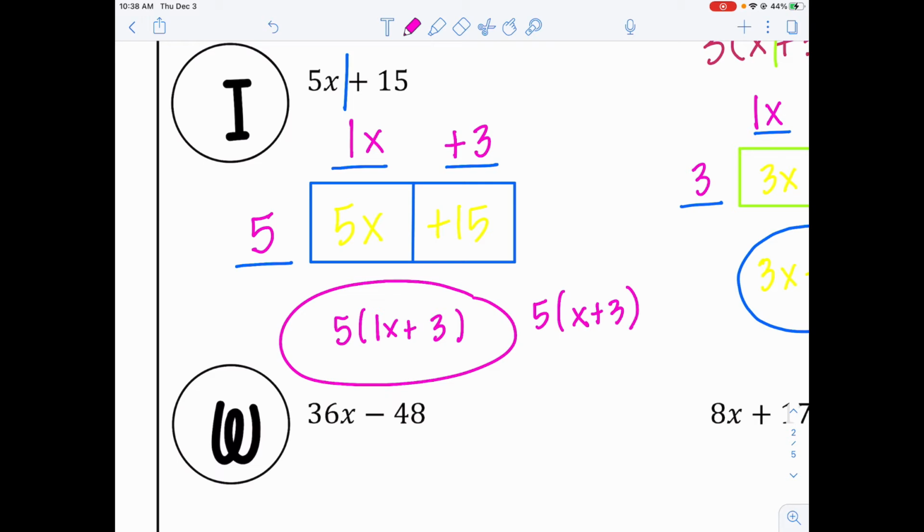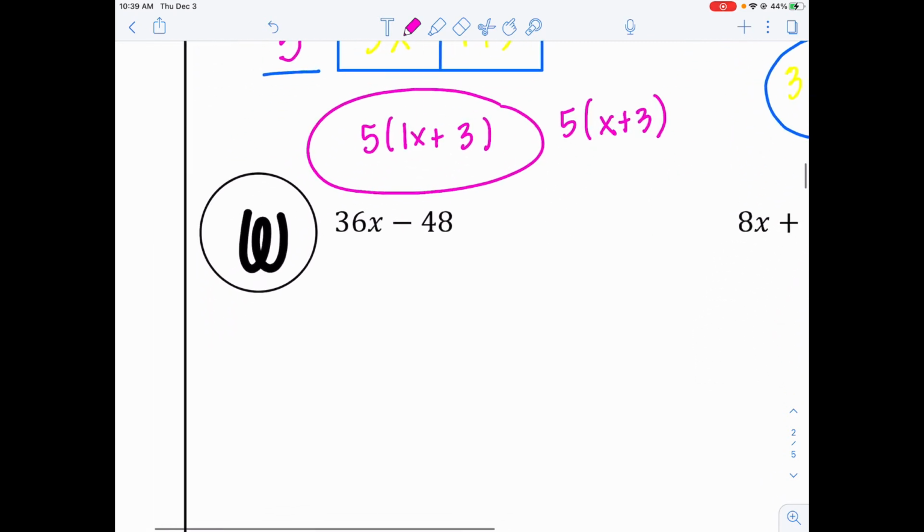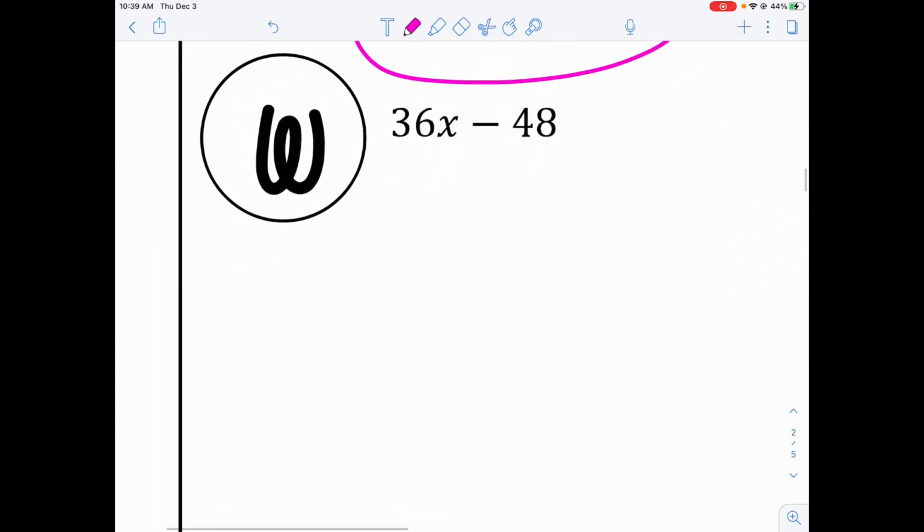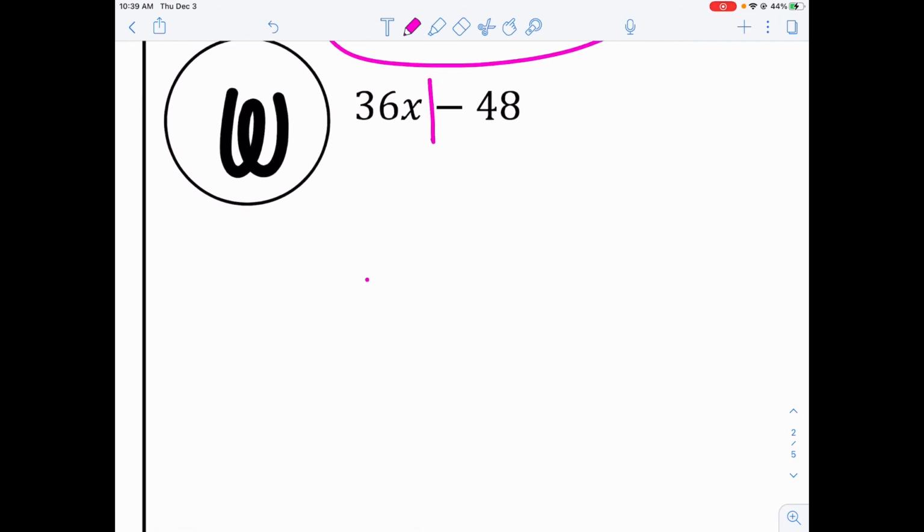It's the same thing. Remember, the 1 is implied on that x, so even if I don't write it, it's the same thing. Let's practice some more. Moving down, 36x minus 48. The first thing I'm going to do is split and see that there are 2 terms. So 2 terms means 2 boxes.